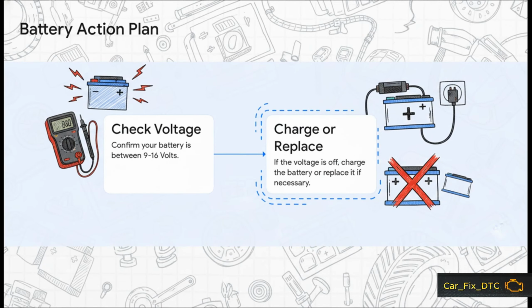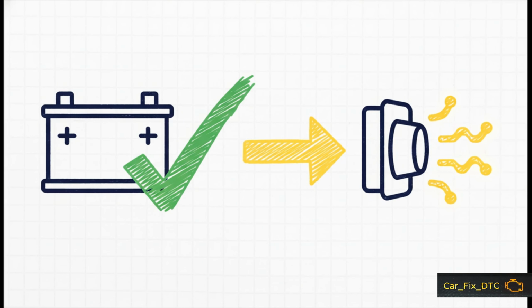So here's what you do. First step, grab a voltmeter and check that battery. Simple as that. If you're seeing a number that's not between 9 and 16 volts, then congratulations, you've probably just found your culprit. From there, you just need to charge the battery, or if it's on its last legs, go ahead and replace it. But what happens if your battery is perfectly fine? You test it and it's right in that sweet spot. Well, then we can check that off our list and move on.